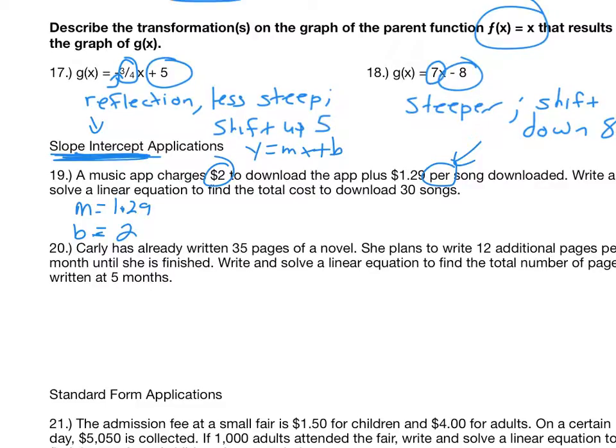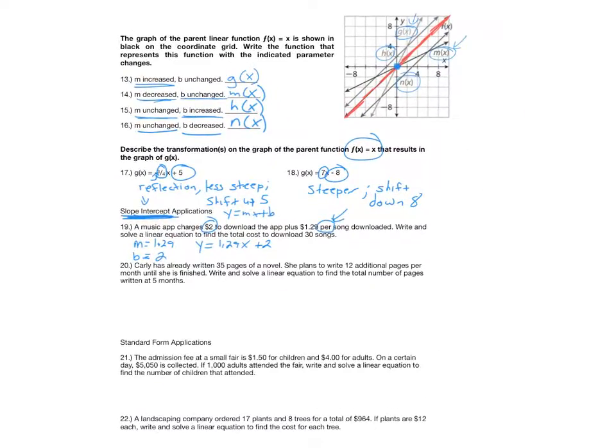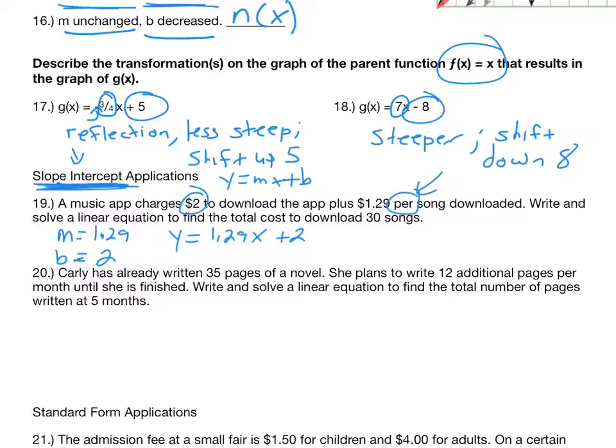So if we write this in slope-intercept form, it's going to be y equals 1.29x plus 2. Now it says write and solve a linear equation to find the total cost of downloading 30 songs. Well, first, what does x represent? X represents the songs. Okay, so where are we going to be plugging in 30? We're going to be plugging in 30 for x. So that would be y equals 1.29 times 30 plus 2. Which if you solve that, you'd get $40.70. 40.7 would be the cost.